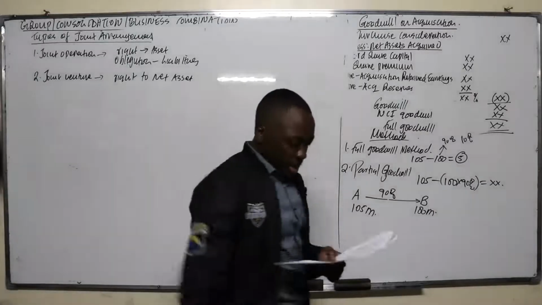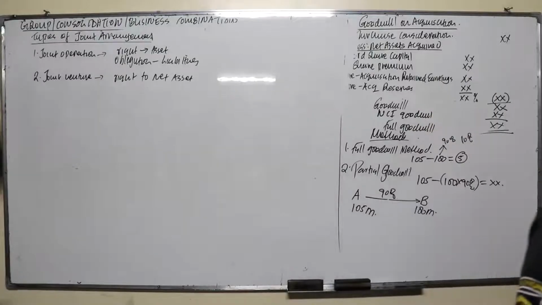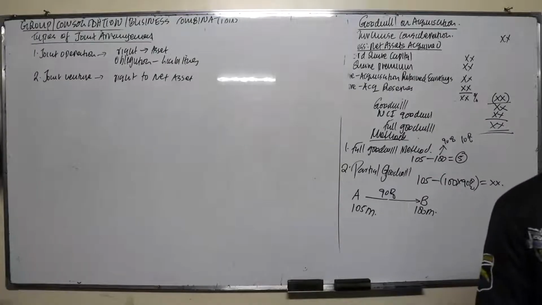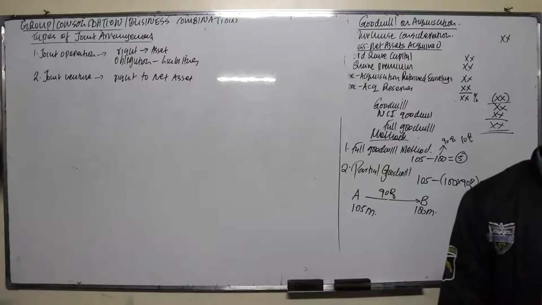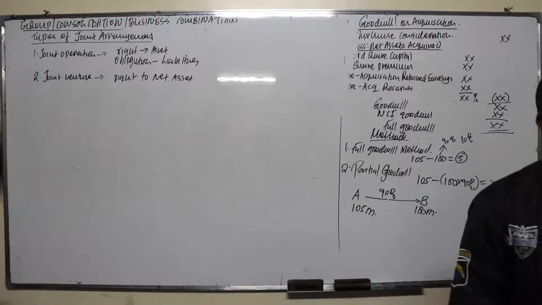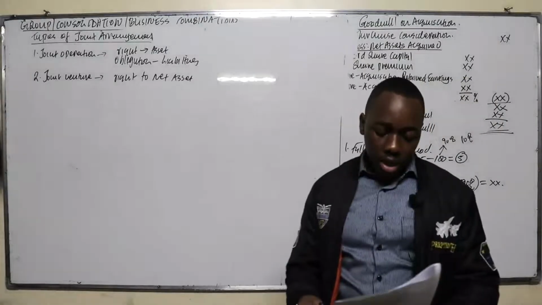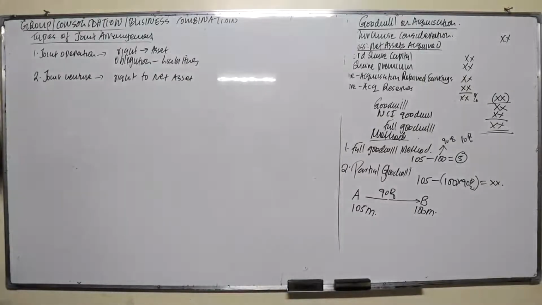So let's go through the types of joint arrangement. One, we have the joint operation. This is an arrangement whereby the parties have a joint control, have the right to assets. Can you underline that? Right to assets and obligation for the liabilities. Then number two, we have joint venture. For joint venture, these are a joint arrangement whereby the parties that have joint control have the right to net assets. Can you underline net assets? Good. Then we have forms of joint venture. So you can go through that, the forms of joint venture.